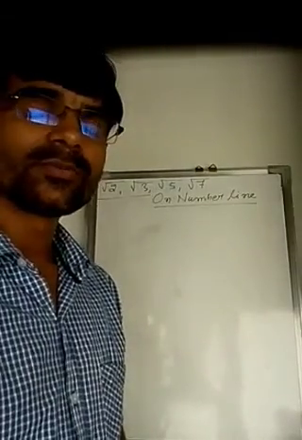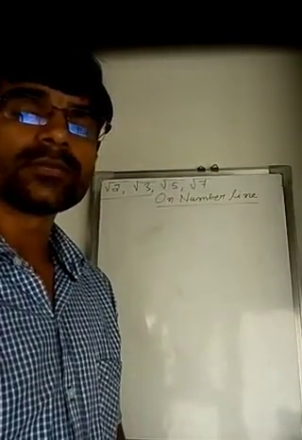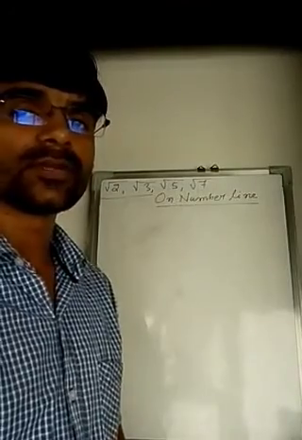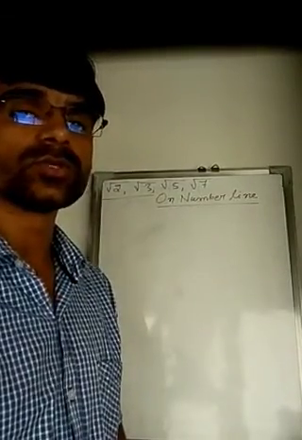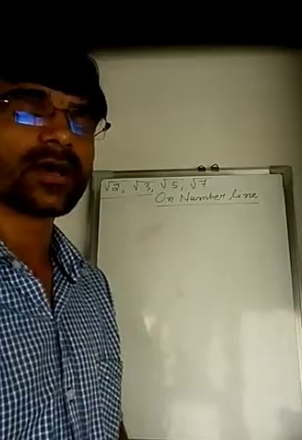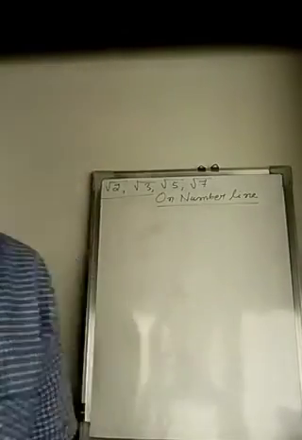Students, today I am going to show you how to represent the irrational numbers on the number line. That means root 2, root 3, root 5 and root 7, how you will present them on the number line.